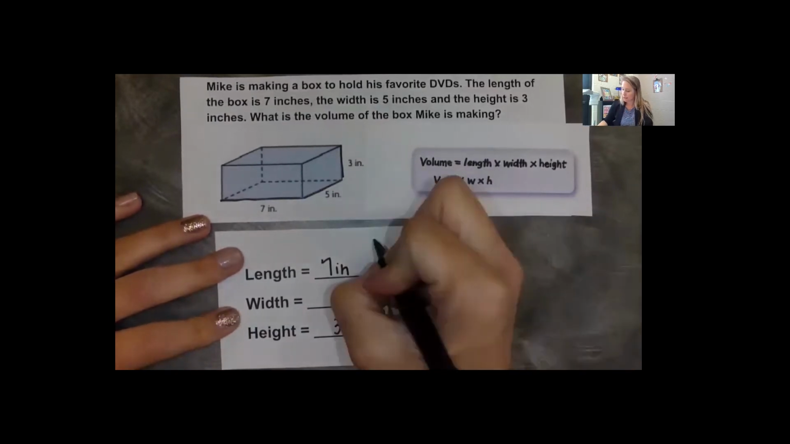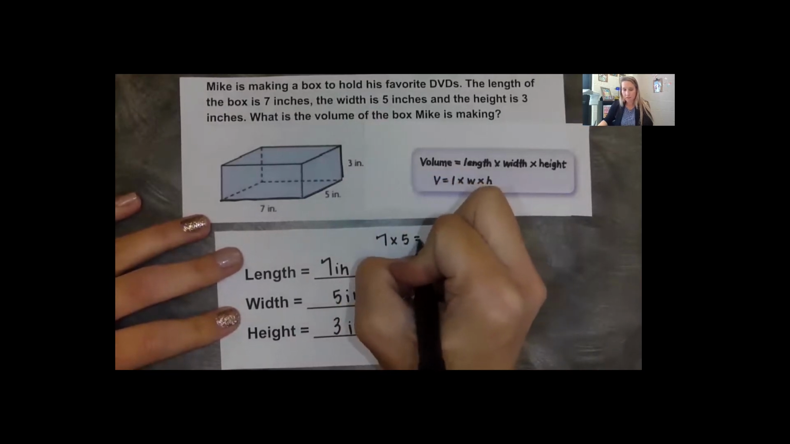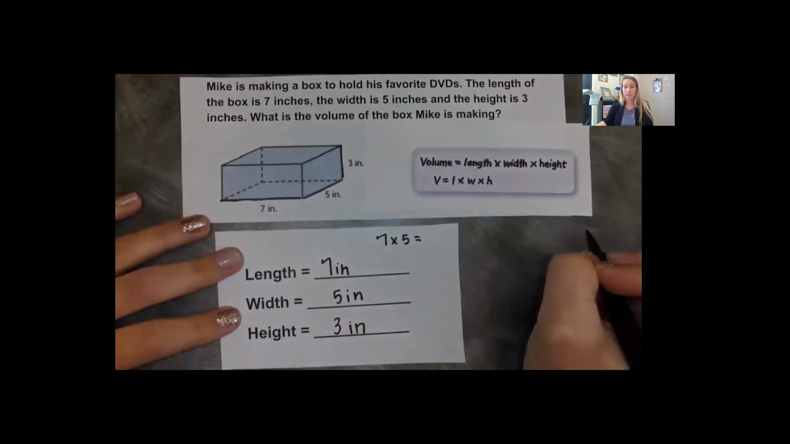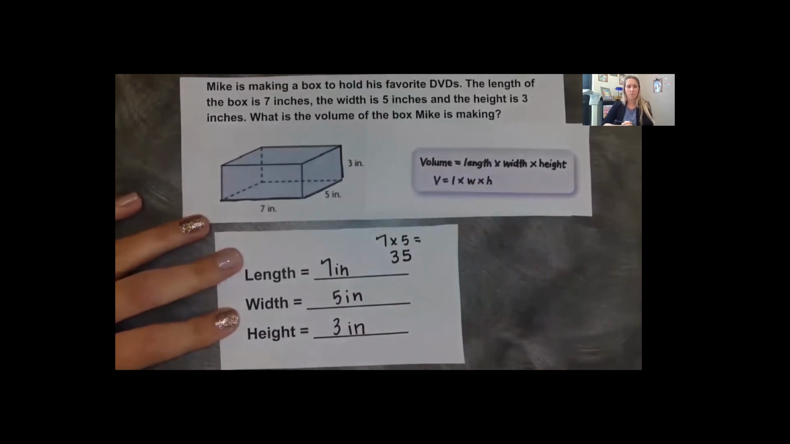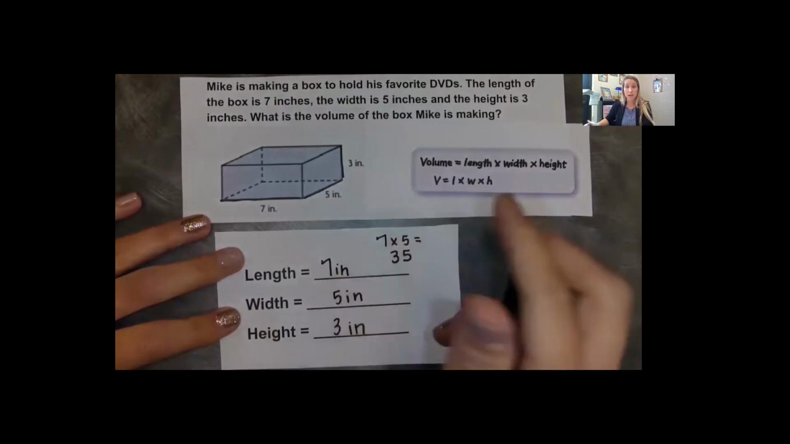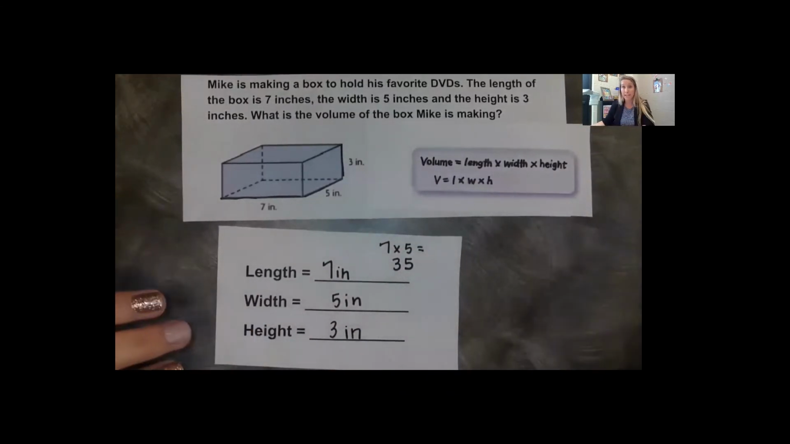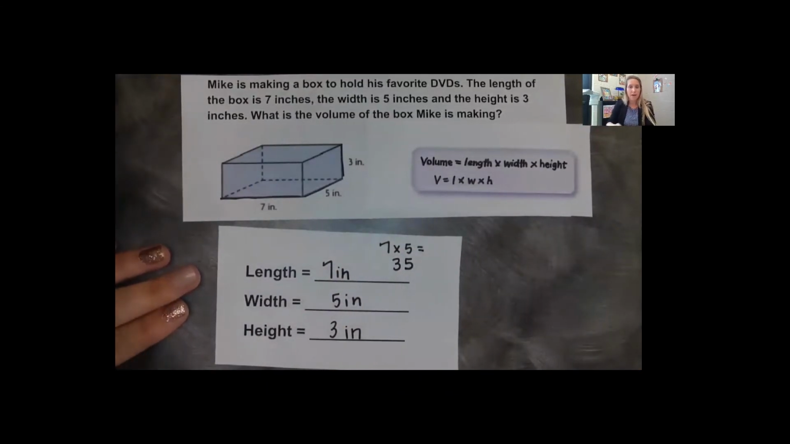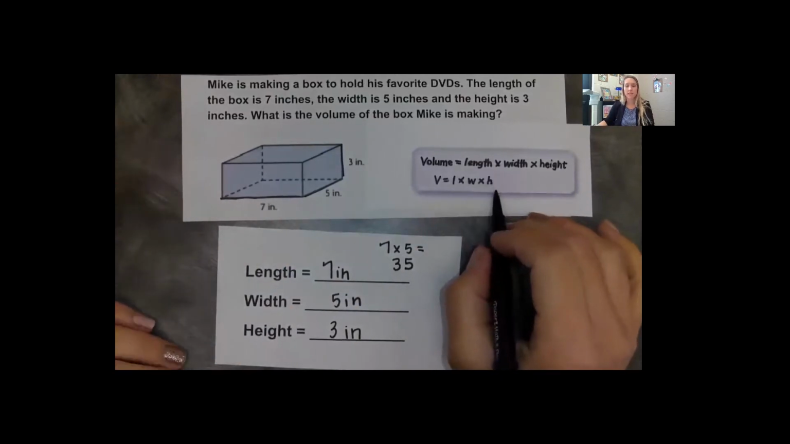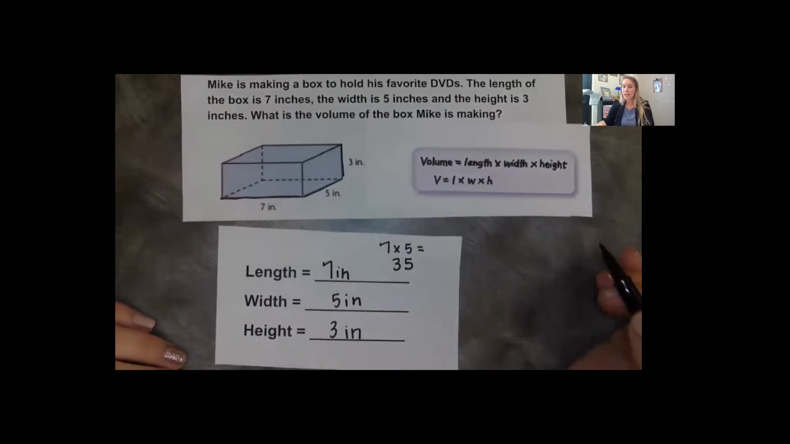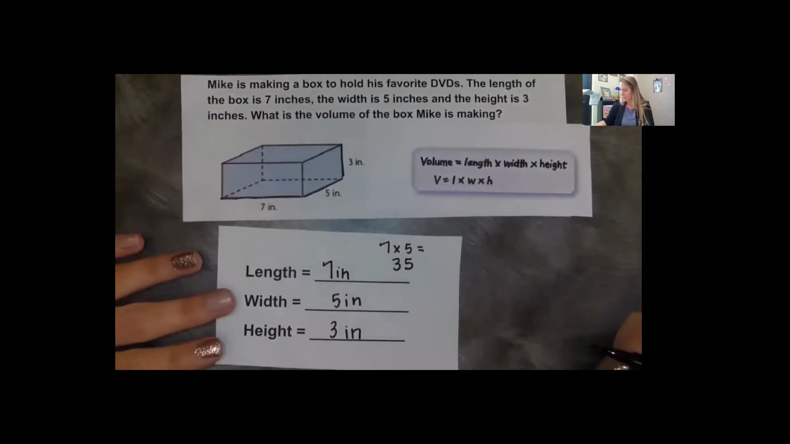So what is the product of 7 times 5? The product of 7 times 5 is 35. What does 35 represent? Yes, you're right. The 35 is the length times the width, which is also our base area. Good job. Now, the formula also says that after I do length times width, I need to multiply it by the height. What is the height of Mike's box?